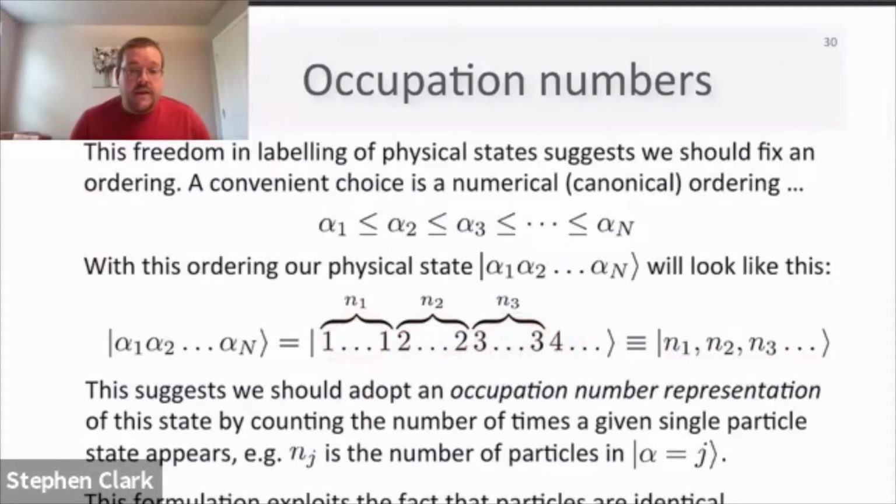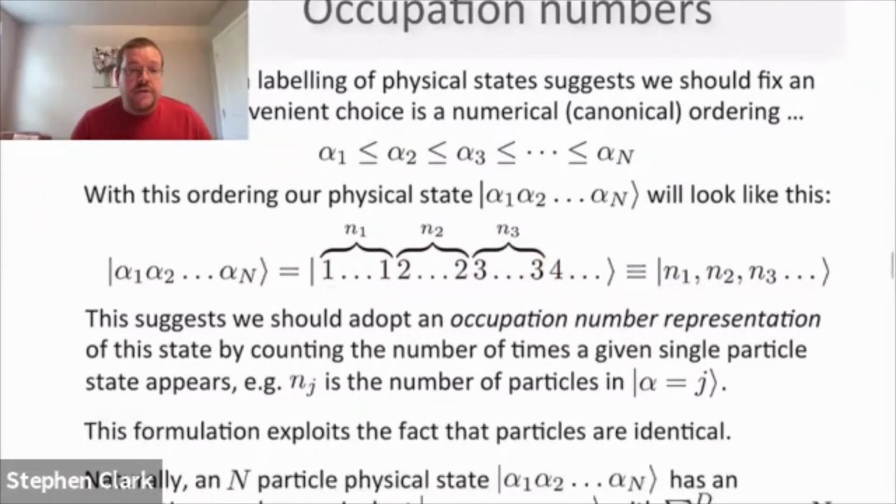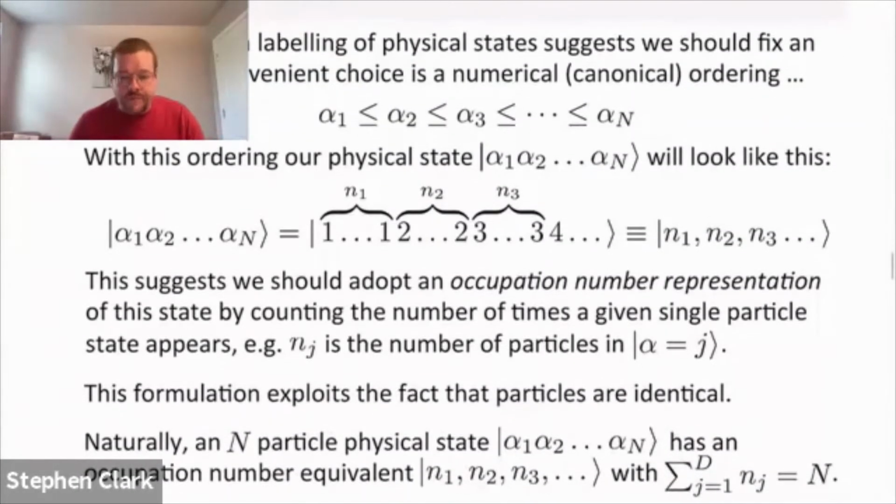It's called occupation number representation, and the crucial part of occupation number representation is that it only uses information that you actually know about the state. That is, it only uses the fact that you know how many particles are in a given single particle state, but you don't know which particle. So it's got the correct physical description. It's not redundant. It doesn't have additional redundant information in it that you can't actually know. So N_j is now the number of particles that are in a particular single particle state, j.